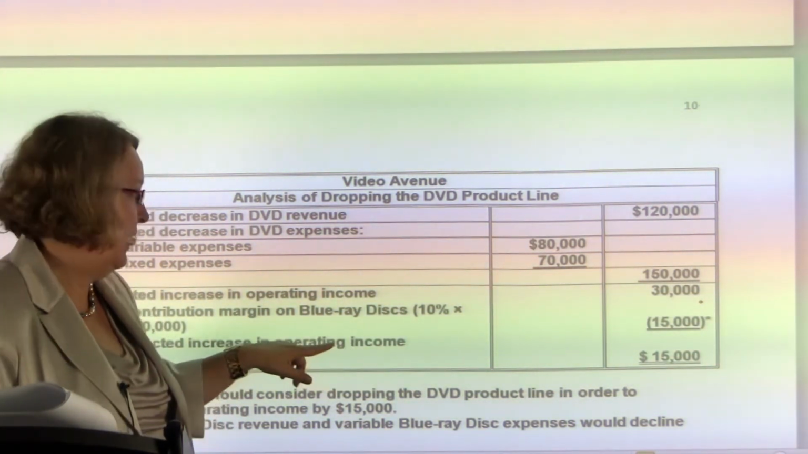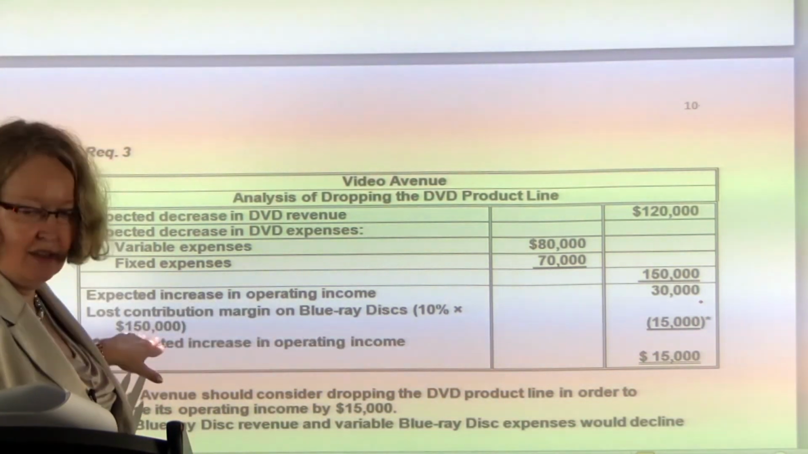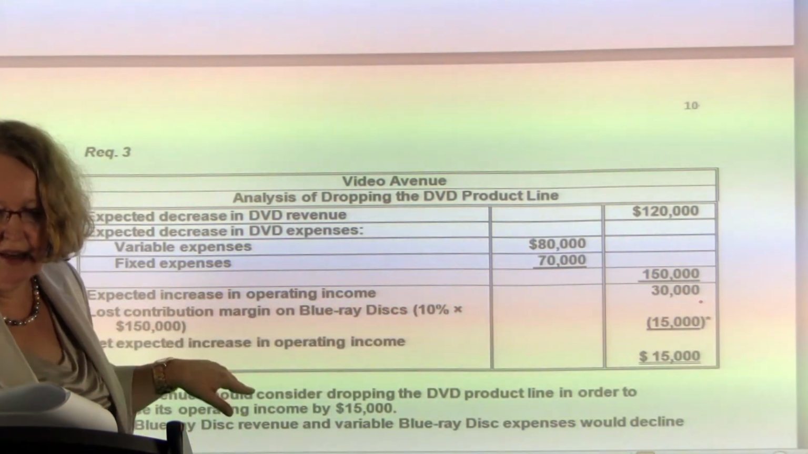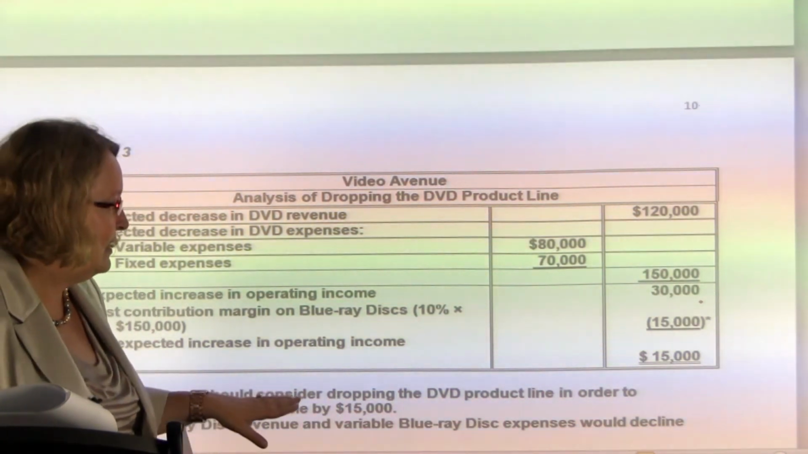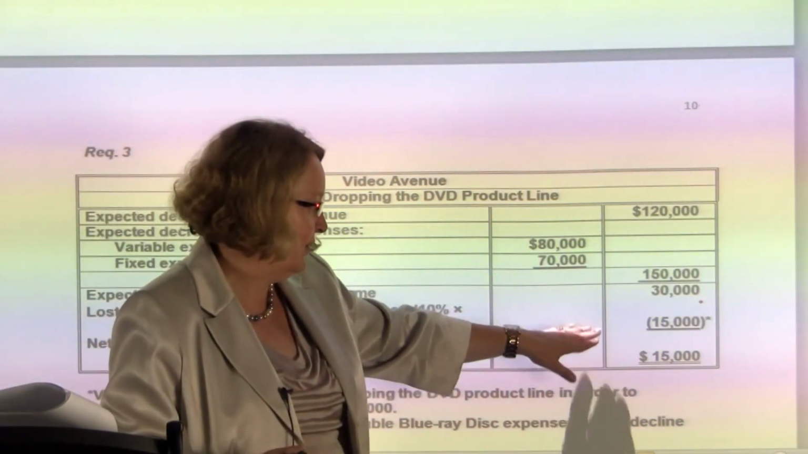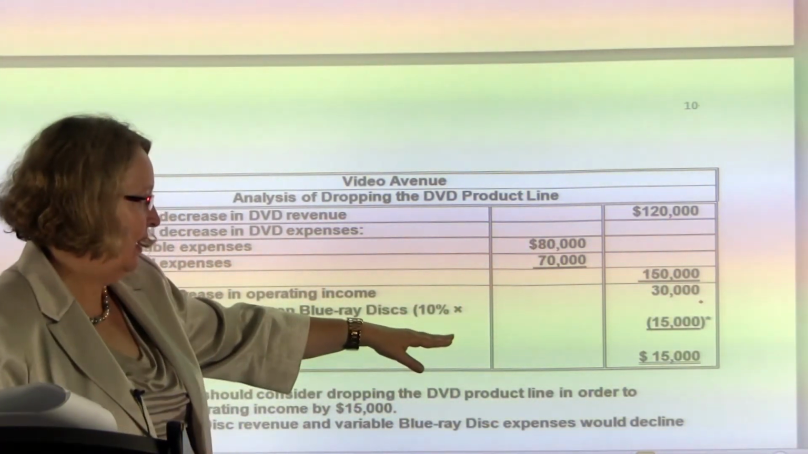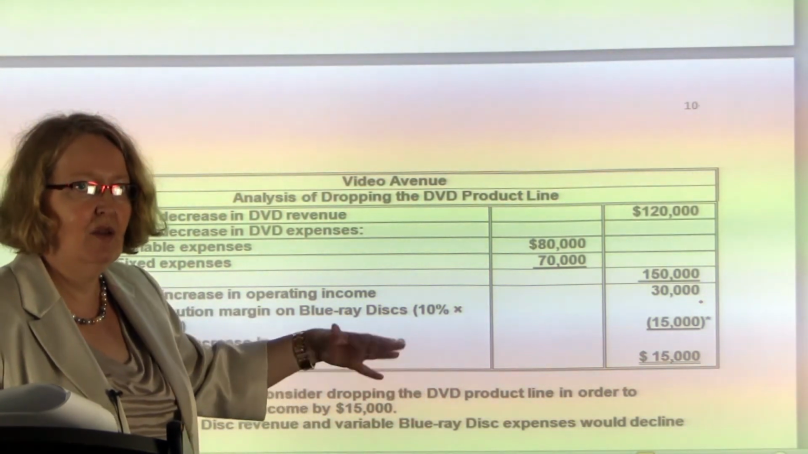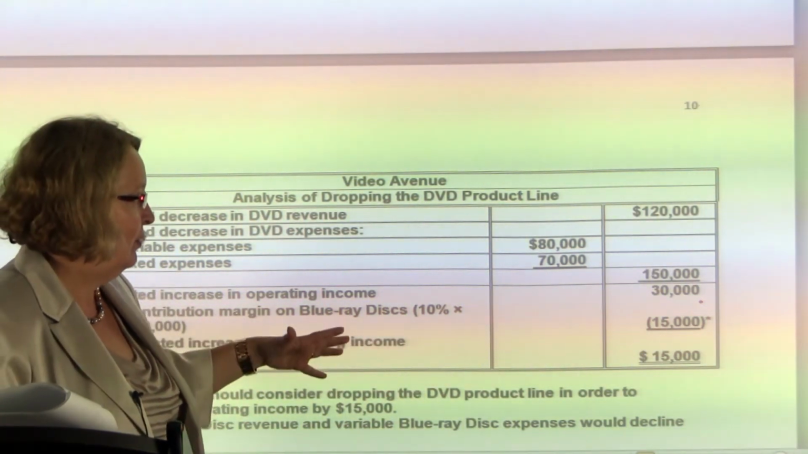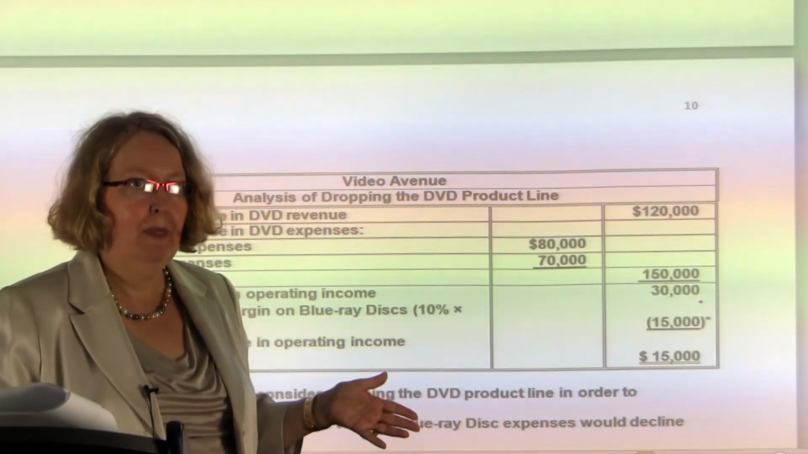in your Blu-ray disc of 10%. So 10% times the 150,000 contribution margin from the Blu-rays is coming out to be 15,000 lost. So here you would increase your operating income in this situation by $15,000. So this is the only scenario where you would actually consider dropping the DVD line.